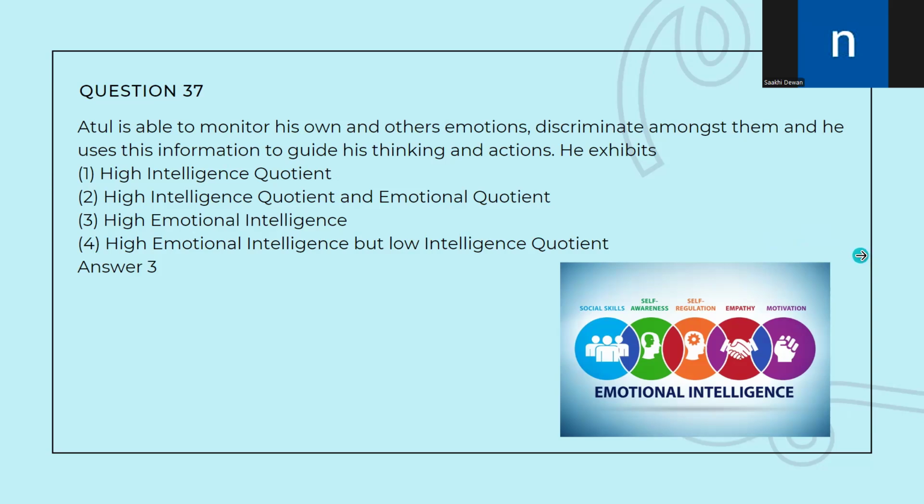Option number three. Emotional intelligence includes social skills, self-awareness, self-regulation, empathy, and motivation. With this, let us move on to the next question.